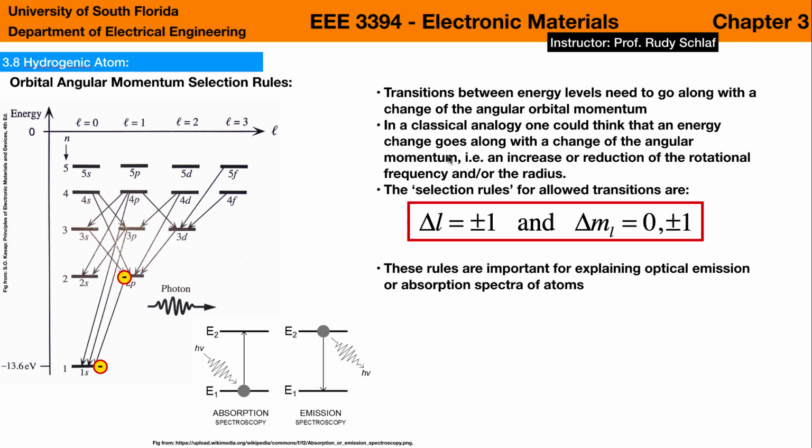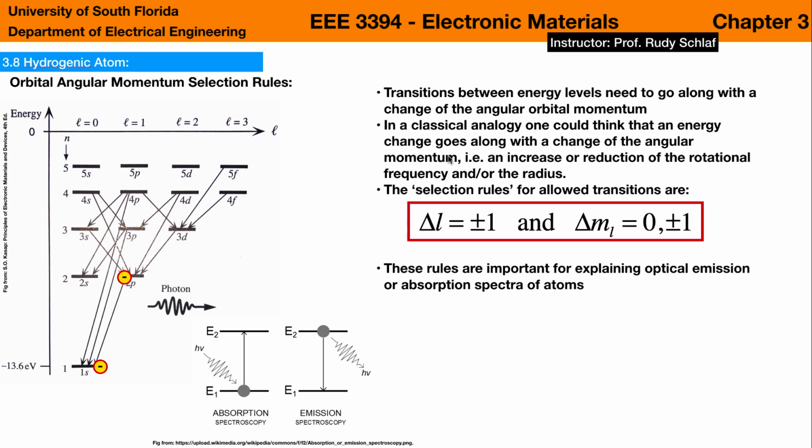In an analogy to the classical case, you could envision that if you change the energy of a rotating object, you also change its angular momentum, because you get an increase or a reduction of the rotational frequency, or the radius of the rotating object changes.